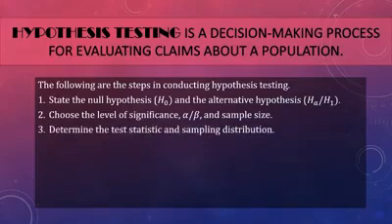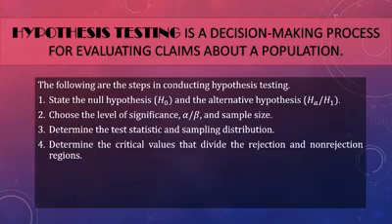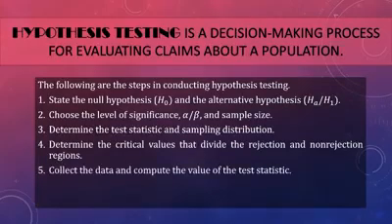Number 3, determine the test statistic and the sampling distribution. This part, we're just going to define later on the test statistic and the sampling distribution in order for you to understand it deeply. Number 4, determine the critical values that divide the rejection and non-rejection regions. Later on, we're going to study which part is the rejection and the non-rejection regions. Next, number 5, collect the data and compute the value of the test statistic.